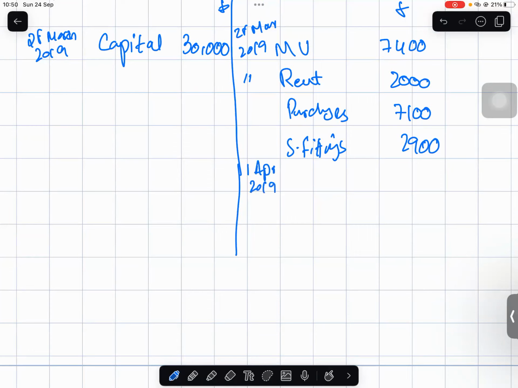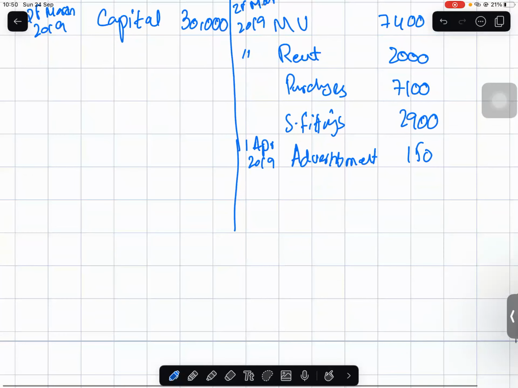1st April 2019, he paid his advertisement expense, and that was for 150. Next, they are telling us he paid 2,000 for the balance of rent due by check. Again, on 2nd April 2019, he paid the rent amount for 2,000, and after that, they're telling us that he sold goods for cash for 150. Now remember, this is not the bank account. This is the cash account. This is the bank account.